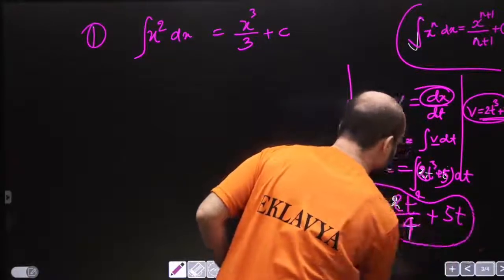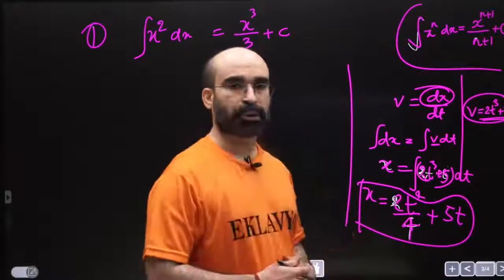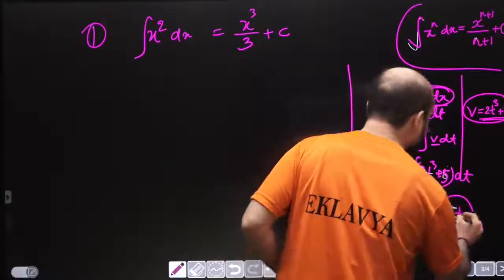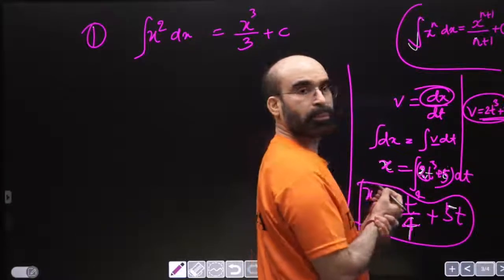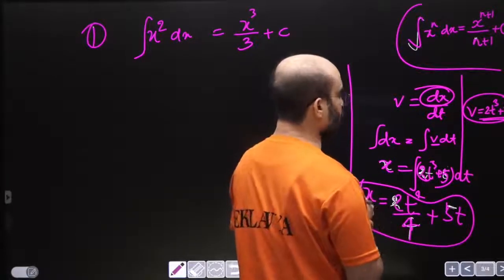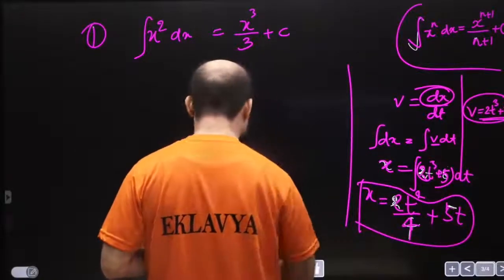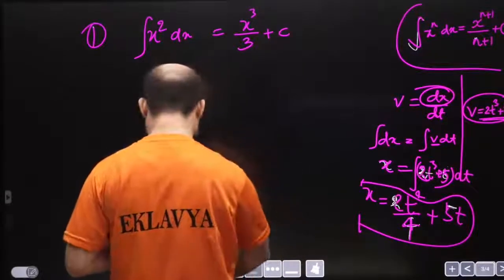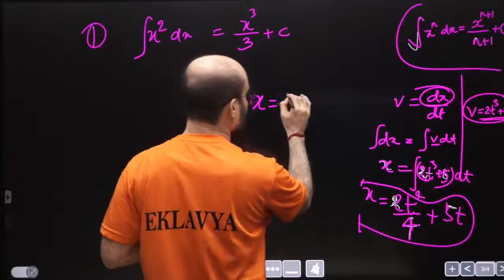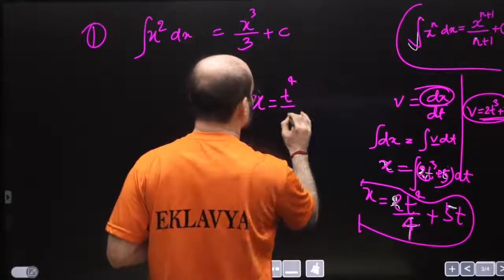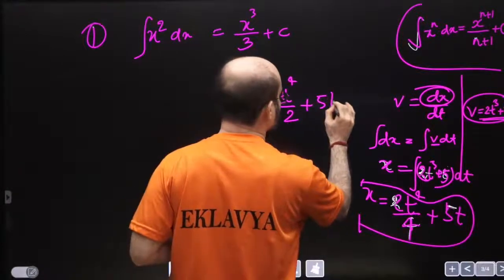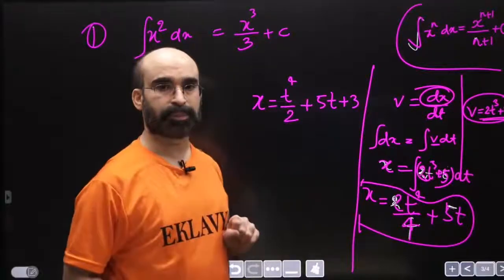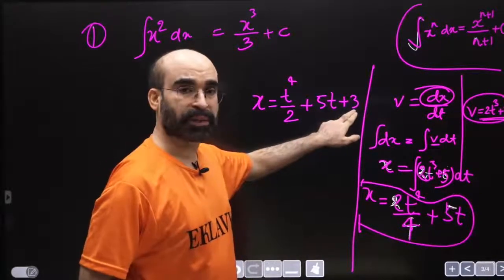Okay. Now if you have this 5t, that we have understood, right? If there would be some constant also, suppose we have got x equals, let's say, t to the power 4 by 2 plus 5t plus 3. We have got x equals this. The 3 here is a constant.